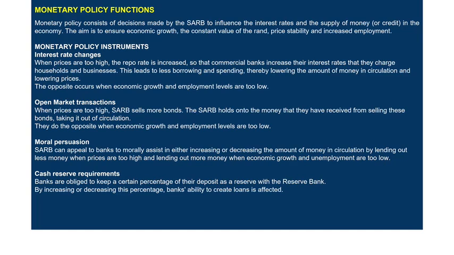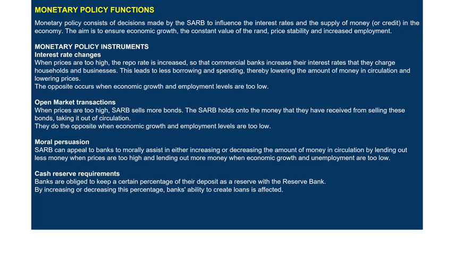Moral persuasion. SARB can appeal to banks to morally assist in either increasing or decreasing the amount of money in circulation by lending out less money when prices are too high and lending out more money when economic growth and unemployment are too low. So moral persuasion, they will only go to that if they can't really do anything to change interest rates, because they don't want to harm the consumer, because interest rates will immediately harm consumer. So then they will just say to the banks, please be a bit more careful.